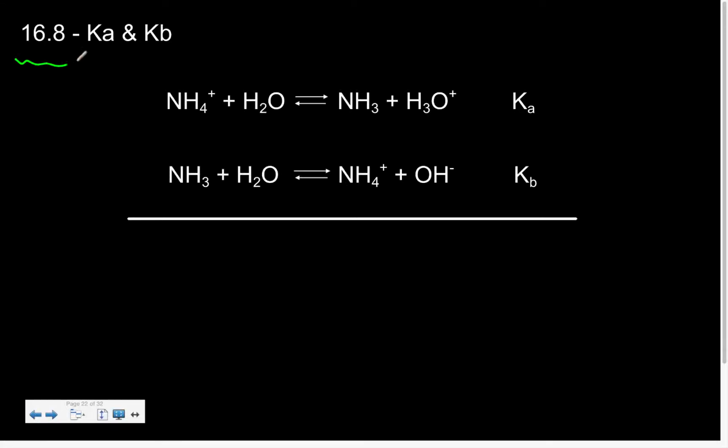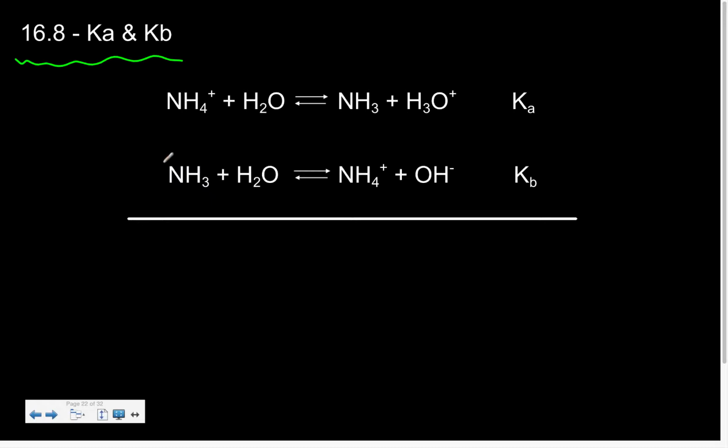Hello AP Chemistry and welcome to 16.8, the section where we tie together Ka and Kb. Your book goes through this derivation, but just to point it out one more time because it is really important and really essential to why we have the relationships that we do. Here we have a Ka equation for which we could write a Ka expression. Now how do I know that Ka is the right label for this?